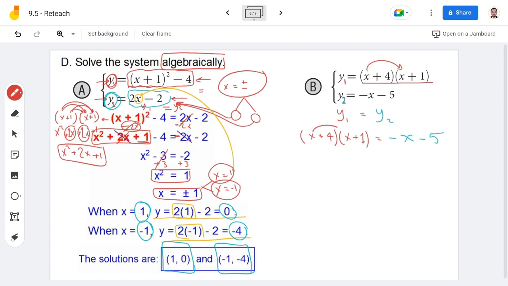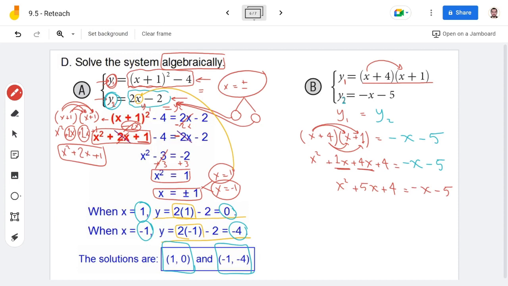Now let's simplify. x times x is x squared, x times 1 is 1x, 4 times x is 4x, 4 times 1 is 4, equal to negative x minus 5. Now add the like terms: keep the right side, don't change it. The like terms are positive 4x and positive 1x. So x squared plus 5x plus 4 equals negative x minus 5.